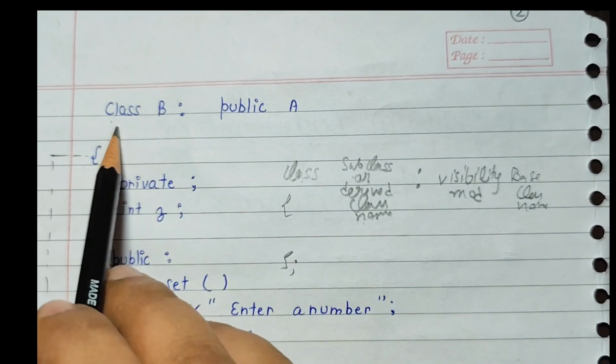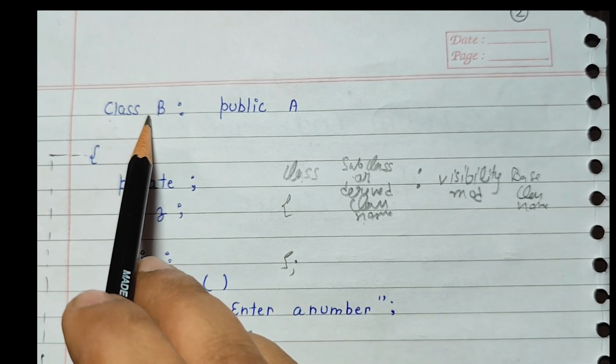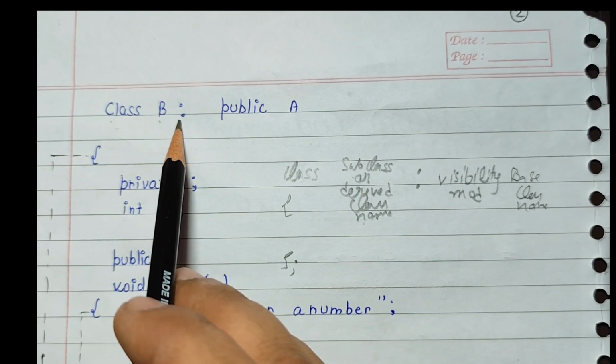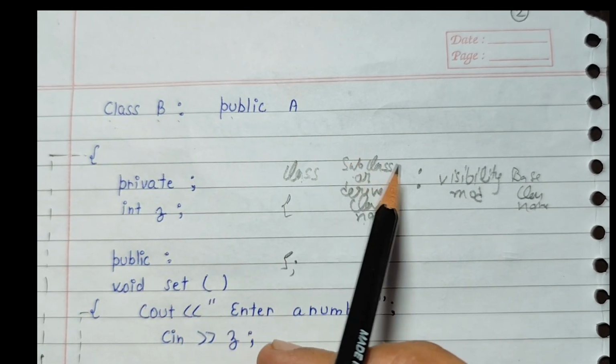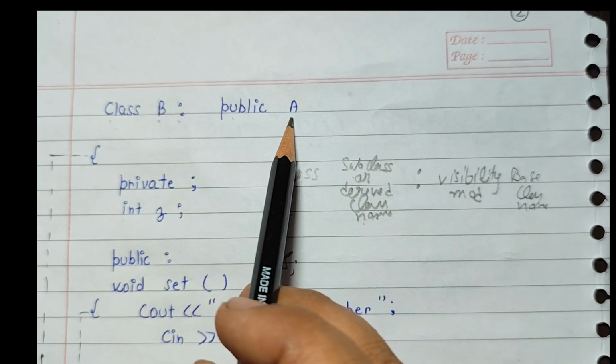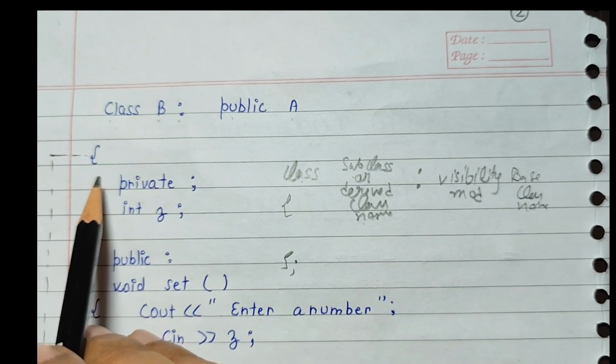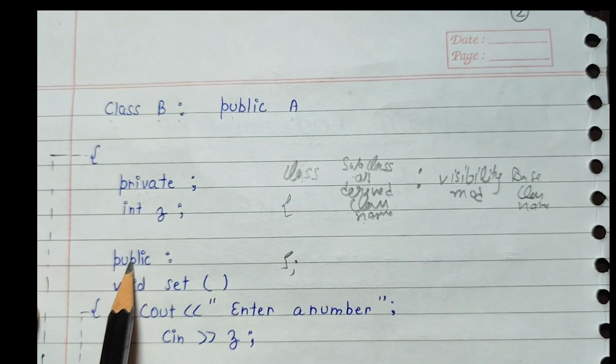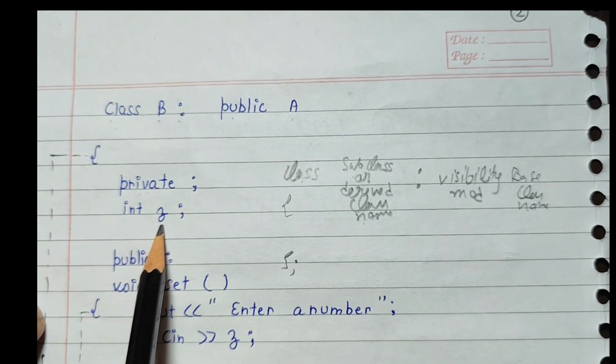Class is a keyword, then space, after space capital B is the name of the derived class, then colon, public is the visibility mode, then the base class name is capital A. After this, in the derived class we have a private section, and then we have a public section. In the private section I declare a variable z.